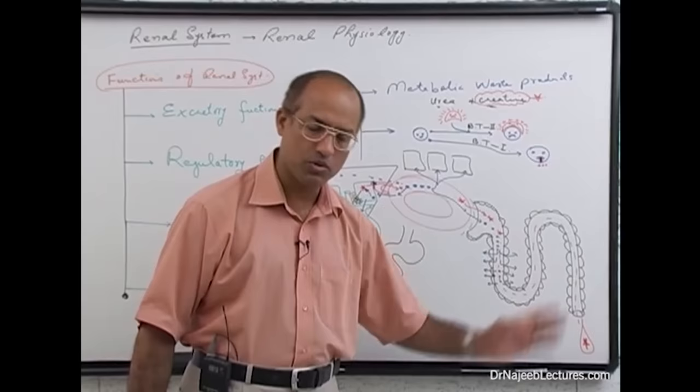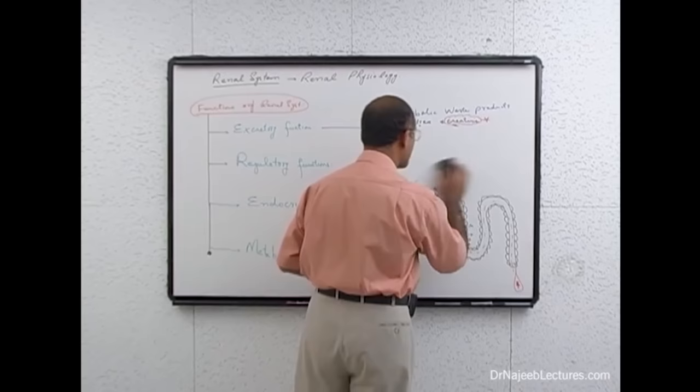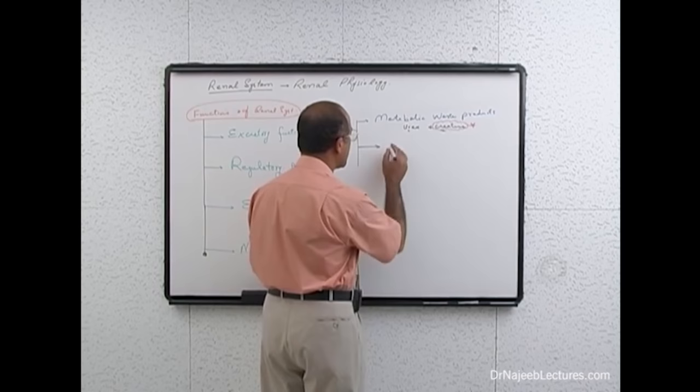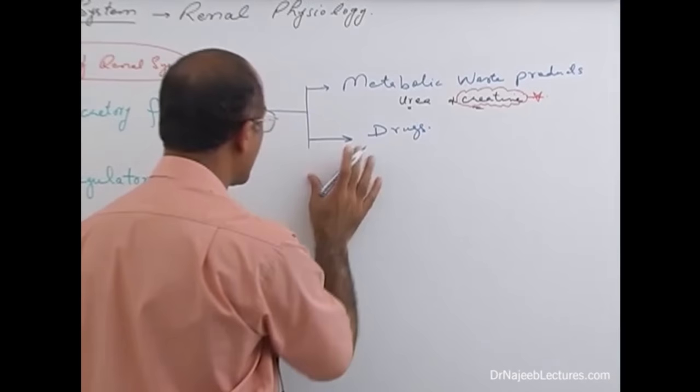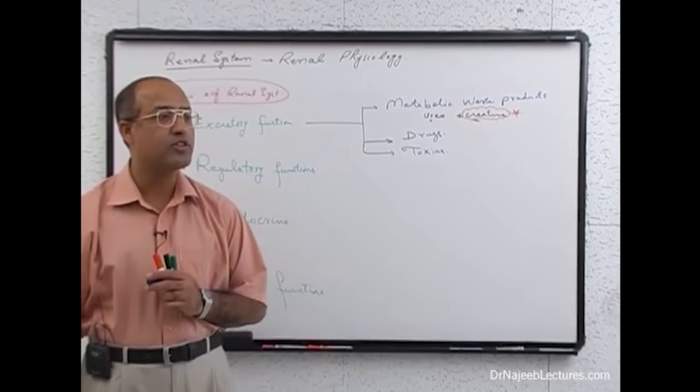Now, we have discussed that many metabolic waste products go out through urine, as well as many, many drugs go out through urine, especially their more polar metabolites. Is that right? And the third type of substances that go out are toxins. Many toxins also enter into your body, right? Not all of the toxins, but many toxins will go out through the urinary system. Do you have any question here?